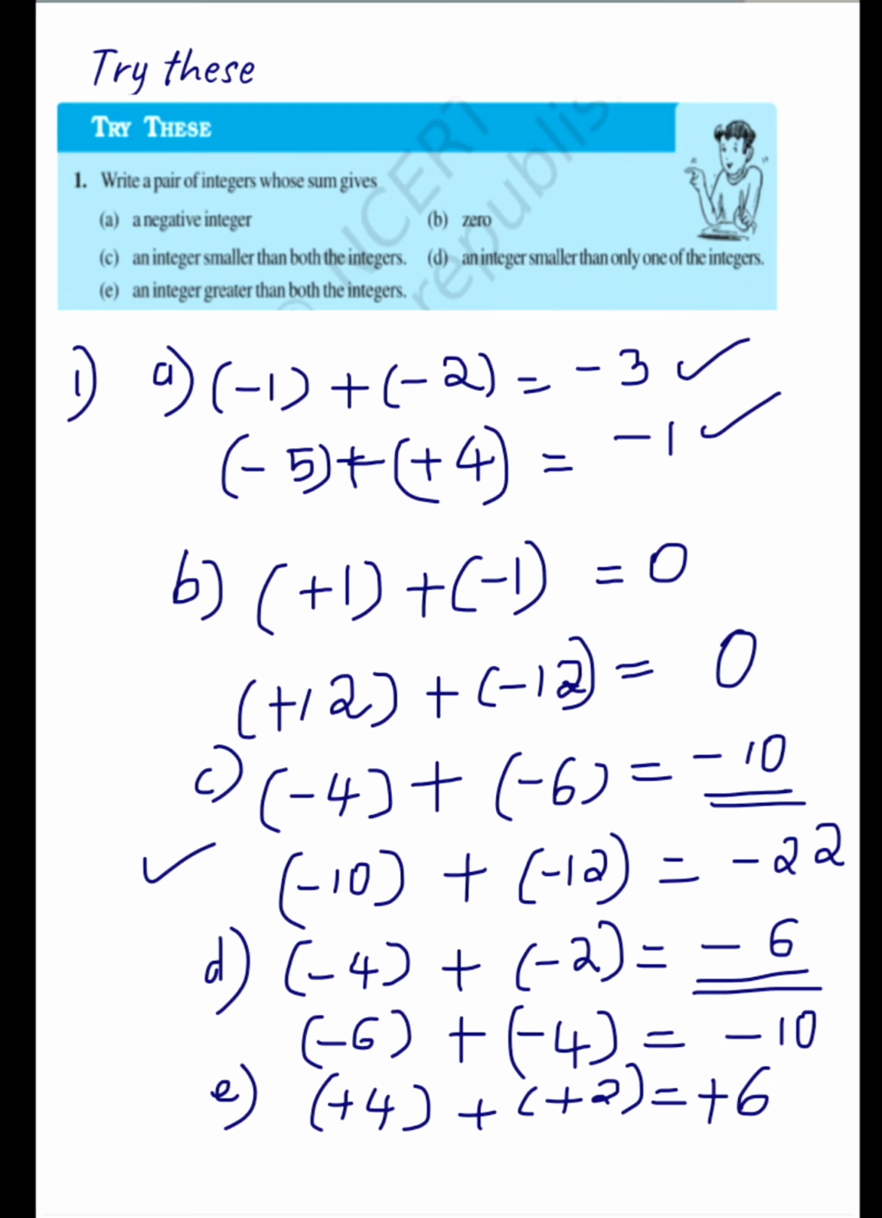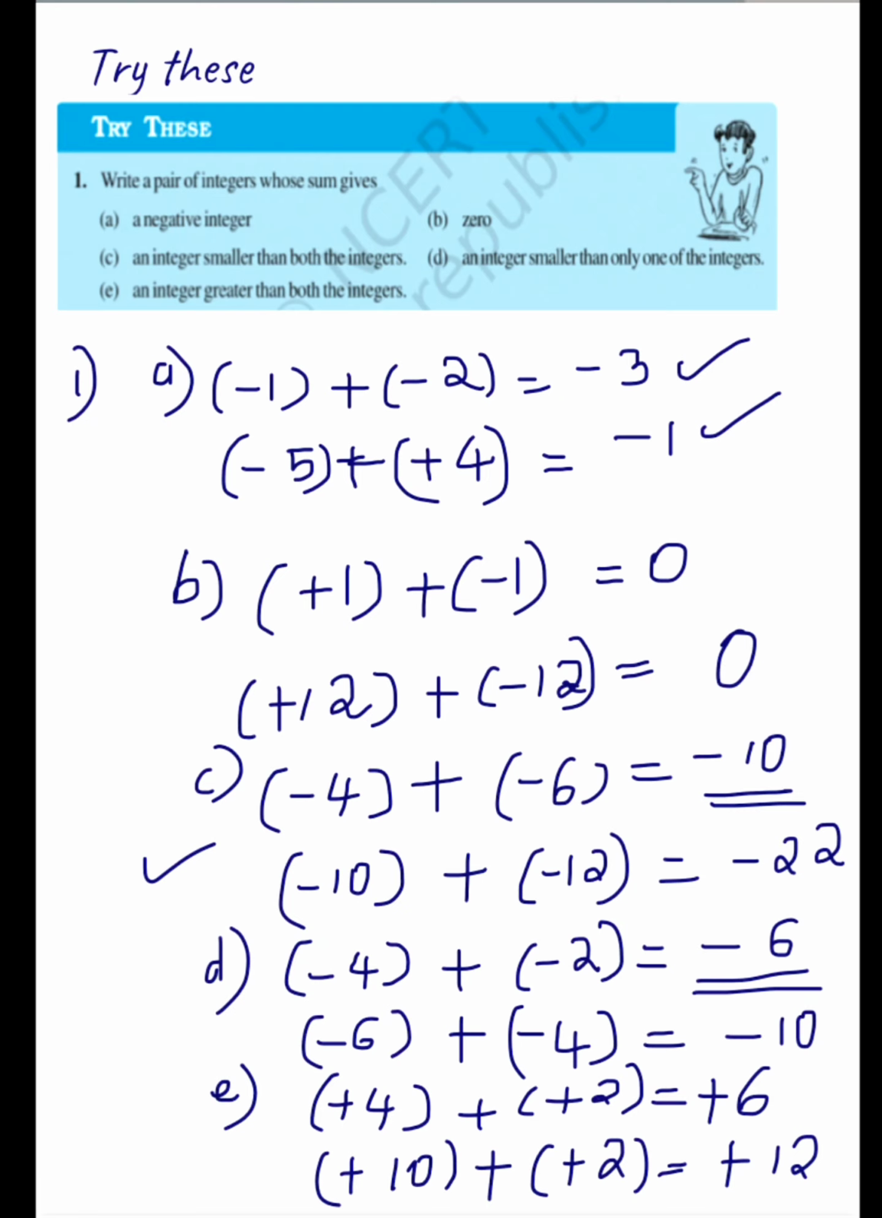You can take any other example. Plus 10 plus 2. What is the answer? 12, plus 12, which is greater than 10 and 2. So this is the case. In this way you can find any pair of integers whose sum will give all these things. I hope you understood this.